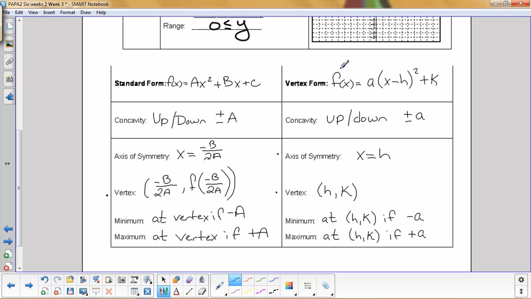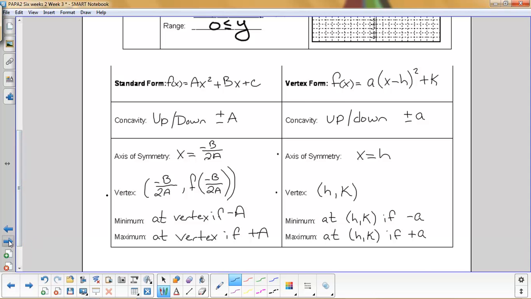Vertex form of a parabola is f of x equals a times x minus h squared plus k. This should be familiar to you based on transformations of parent functions. A is your stretch, h is your left or right movement, and k is your up or down movement. You're going to have concavity either up or down based on the value of a, positive or negative. Your axis of symmetry is a value located at x equals h. The vertex of the parabola is (h, k). So you can see why now vertex form is aptly named, because h and k will give you the vertex. Minimum at the vertex if a is negative, maximum at the vertex if a is positive.